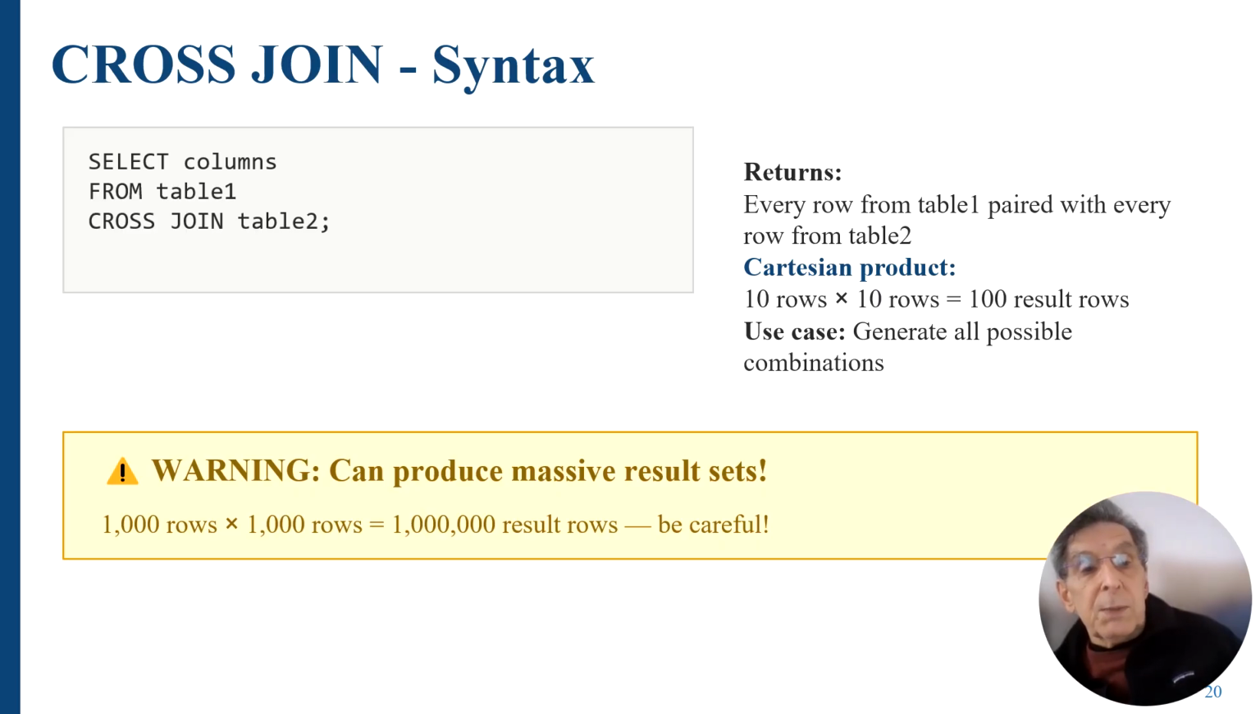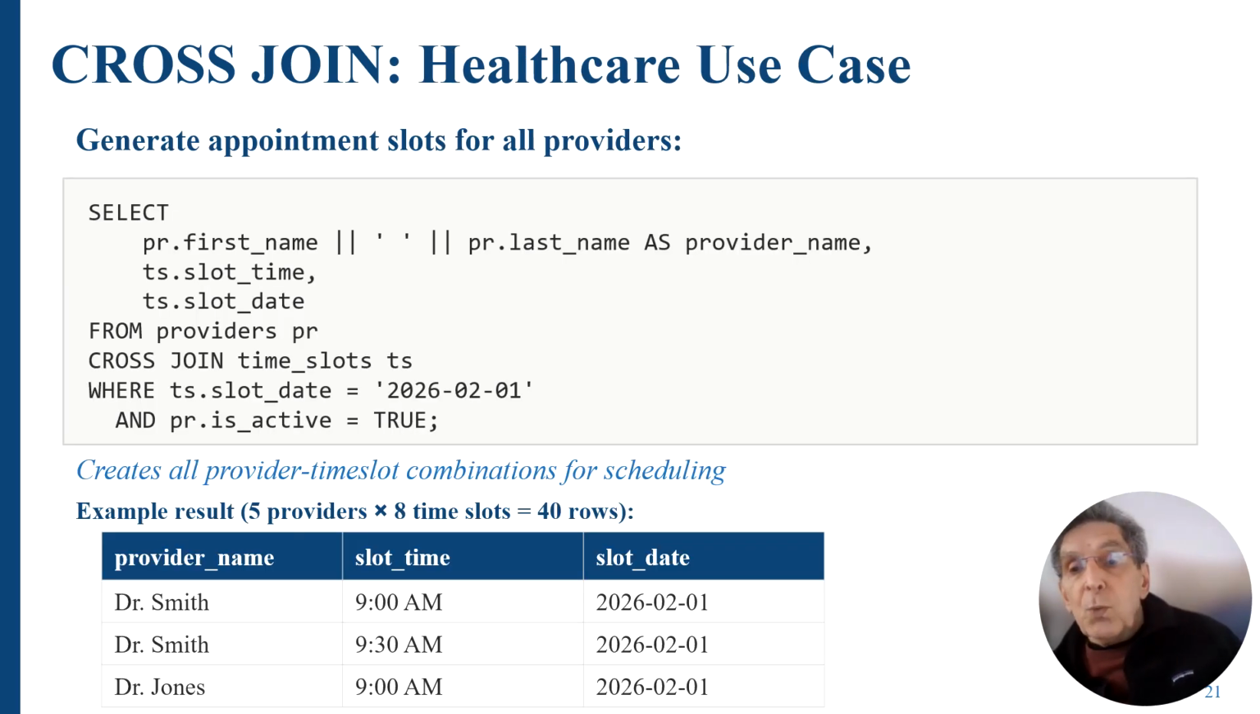SELECT columns FROM table 1 CROSS JOIN table 2. What's going to happen? It's going to return every row from table 1 paired with every row from table 2. So if you have 10 rows in table 1 and 10 rows in table 2, you end up with 100 rows. So the one use case for this is to generate all possible combinations. This can quickly overwhelm your database, so be careful using the cross-join. But here's one use case.